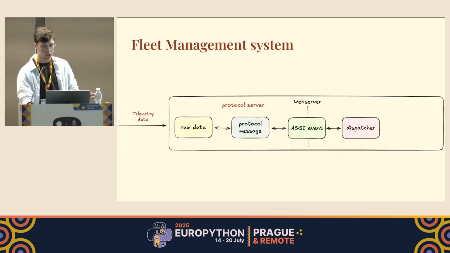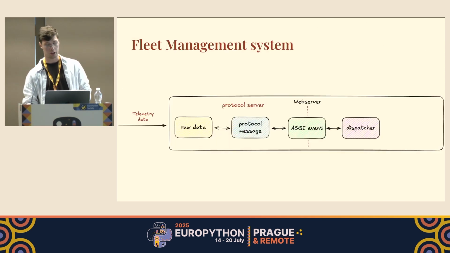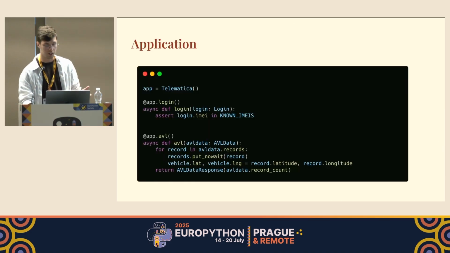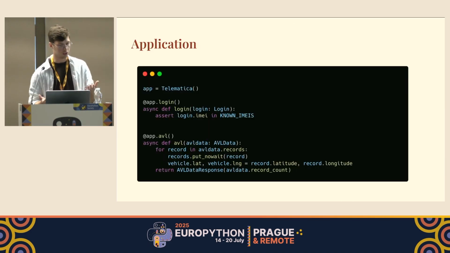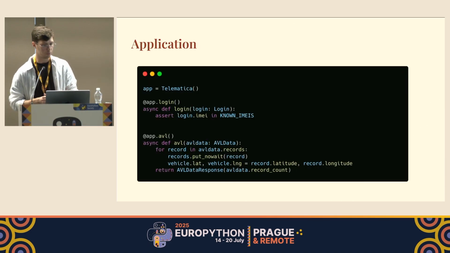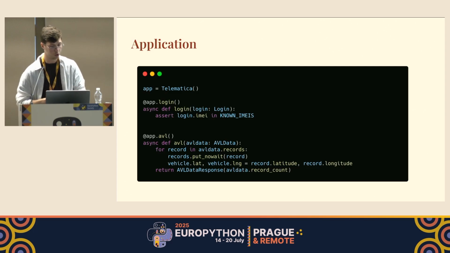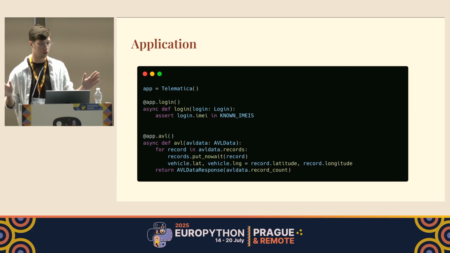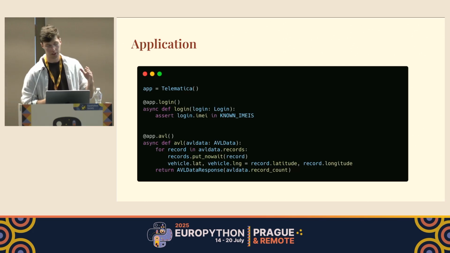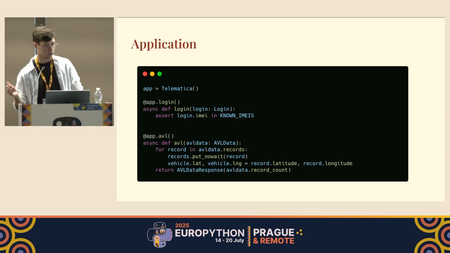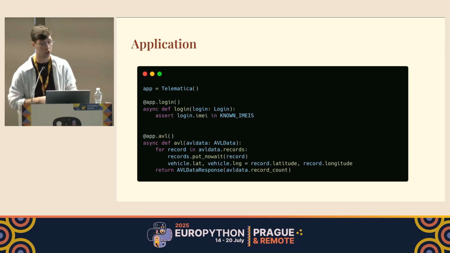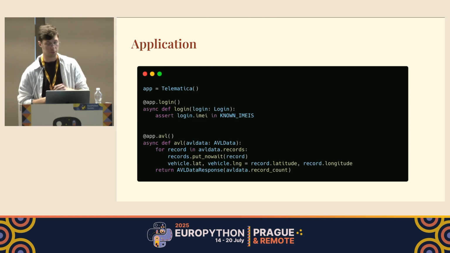Good, so dispatcher in place. Finally, we need to build our application to handle the data, and at this point it's super simple. We just init our ASGI application instance, we register 2 handlers for login and for data, so basically reject all the logins that we don't know, and for data, put the records that we receive in a queue, and update the vehicle object with the current latitude and longitude, and return the sort of acceptance message, acknowledgement.